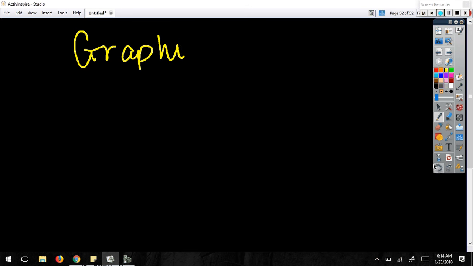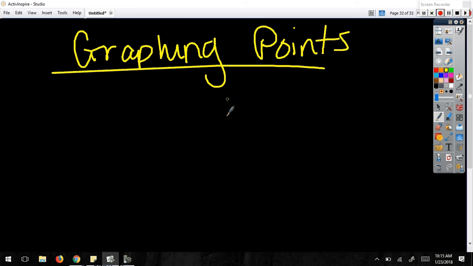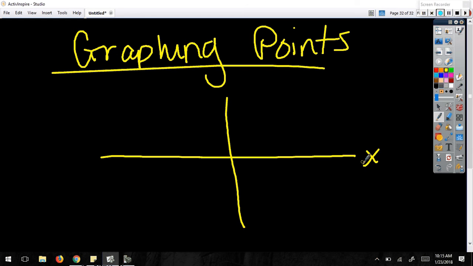Start with graphing points. When we're in an XY plane and you need to graph a point, it has how many parts? 4 quadrants, but each point has how many parts? An X coordinate and a Y coordinate. And the X tells you how many to go over left or right. Negative moves left, positive moves right. And the Y tells you how many to go up or down, right?